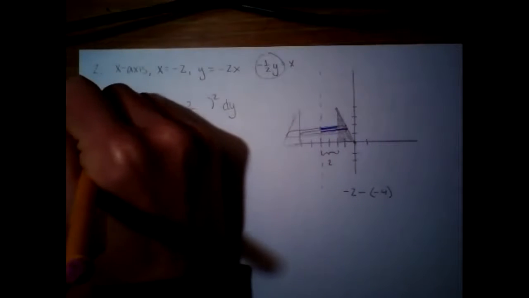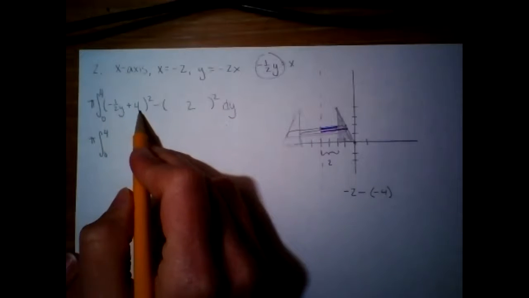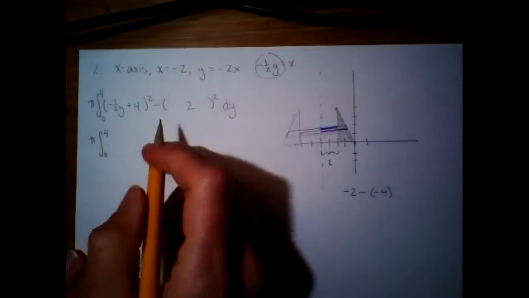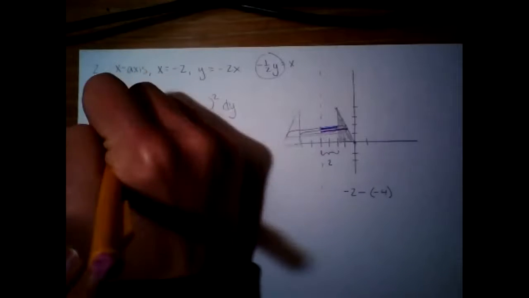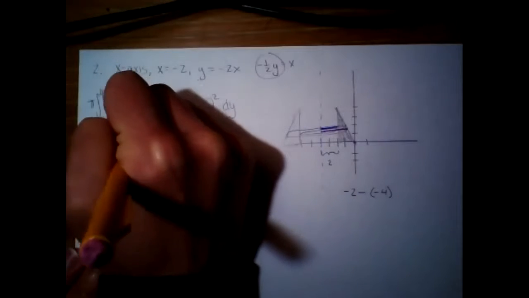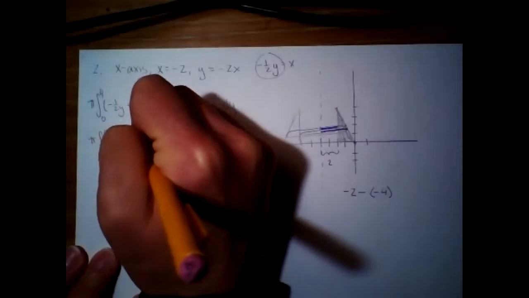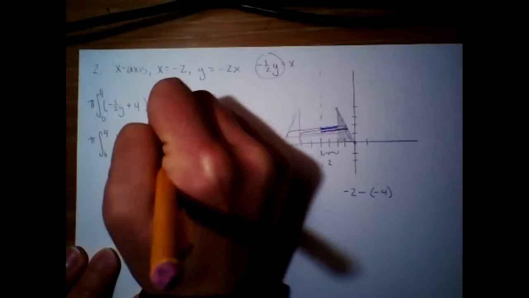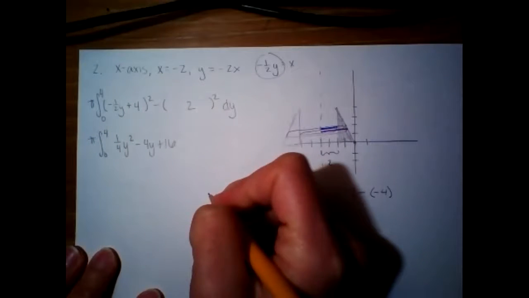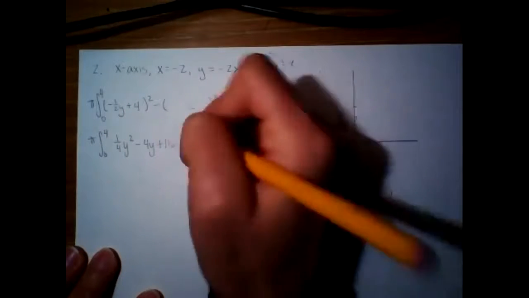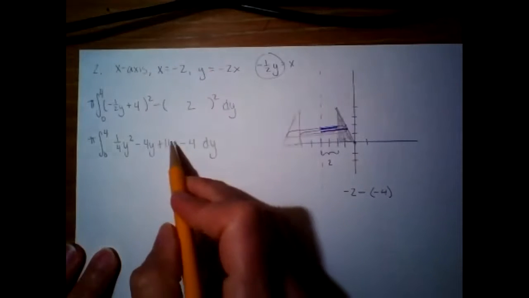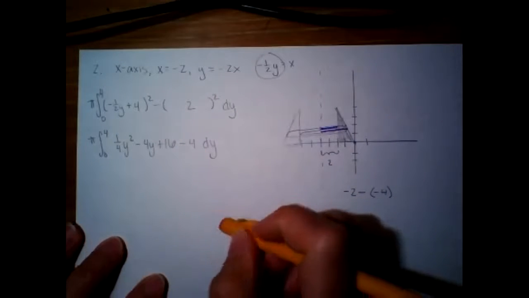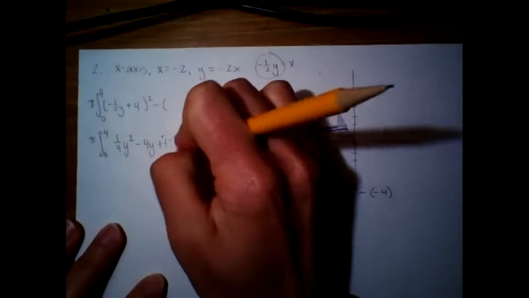All right, so this is one of the ones you had to do by hand. We're going to multiply this out. So you can write -1/2 y plus 4 twice off to the side. We're just going to distribute that all to each other. So that'll give us positive 1/4 y squared minus 4y plus 16. And then minus 2 squared is 4 dy. So combining these together, I'm just going to erase and fix that. 16 minus 4 is going to give us 12.